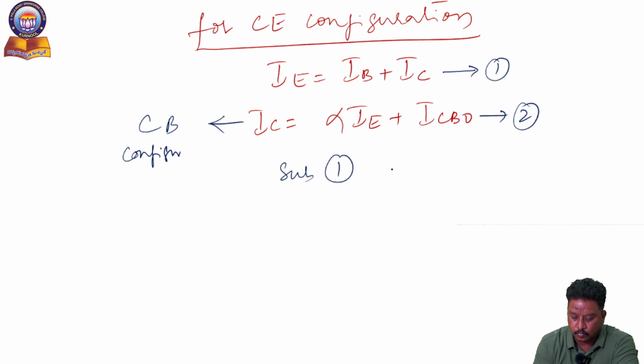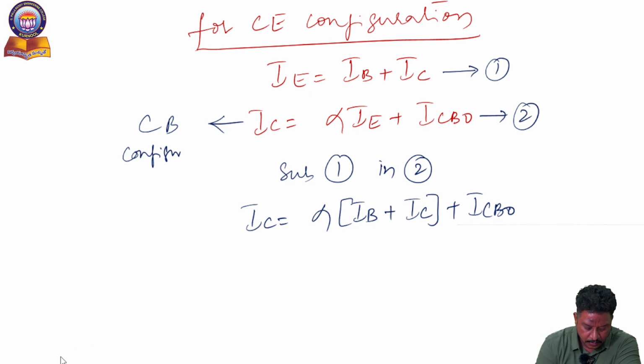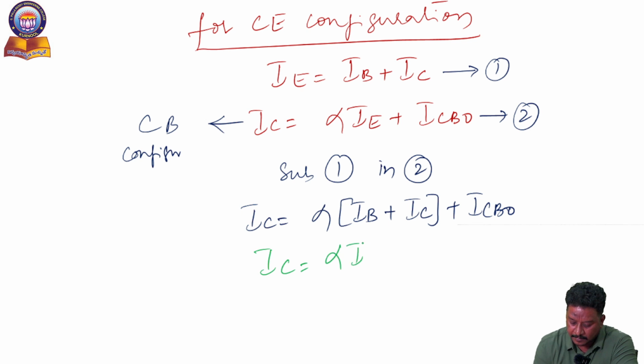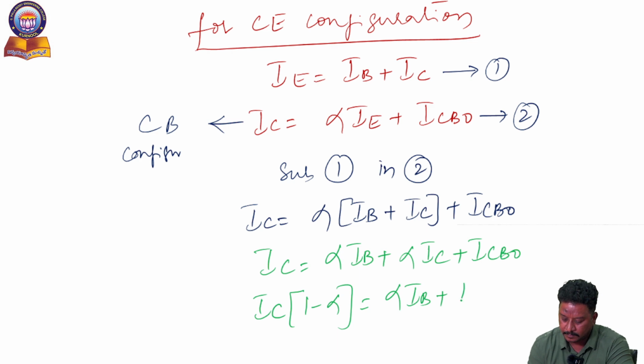Substituting equation 1 in equation 2, IC is equal to alpha, and in the place of IE I can consider IB plus IC, plus ICBO. Now I am trying to separate the IC terms on one side. So IC is equal to alpha IB plus alpha IC plus ICBO. So IC of 1 minus alpha equals alpha IB plus ICBO.